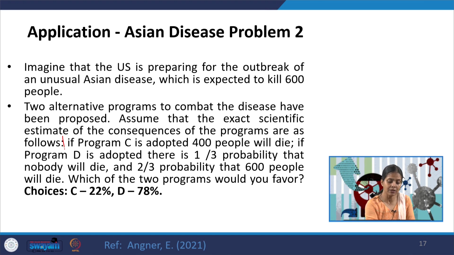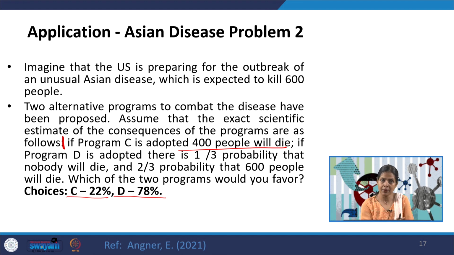Now, from here the statements actually change. If program C is adopted, 400 people will die. Again, 400 people are going to die for sure. If program D is adopted, there is 1/3 probability that nobody will die and 2/3 probability that 600 people will die. Which of the 2 programs would you favor? So, here it was observed that 78% preferred D while 22% preferred C.